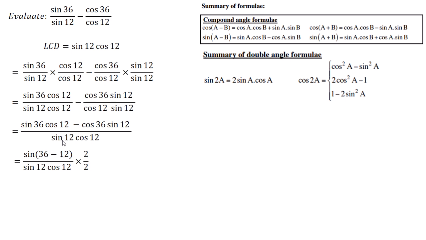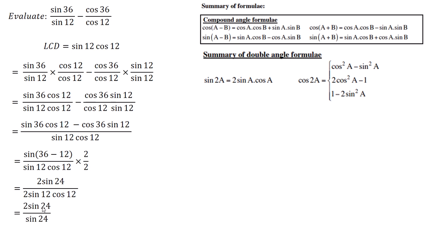Looking at this sine 12 cos 12, if we have a 2 here, it can become a double angle. A double angle needs a 2. So we multiply the top and the bottom by 2 in order to make this whole thing a double angle. Now we have 36 minus 12, which is 24, over 2 sine 12 cos 12, which is our double angle for sine. So we will take it from this form to this form.